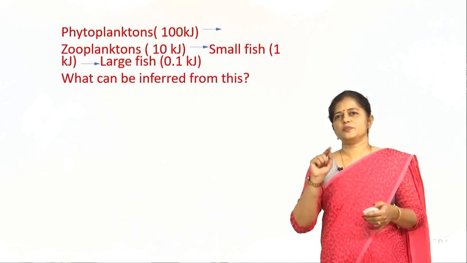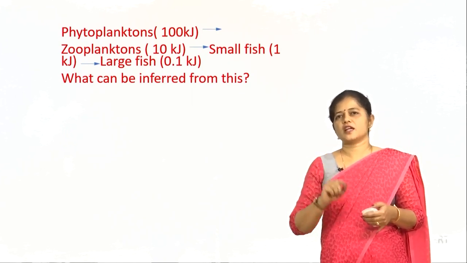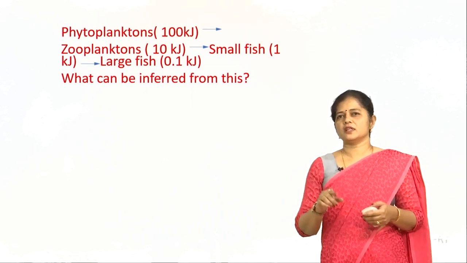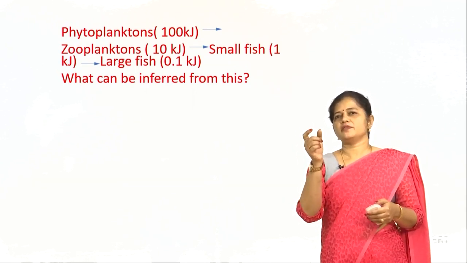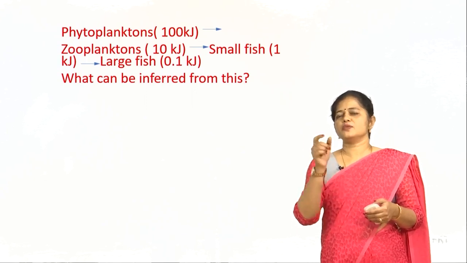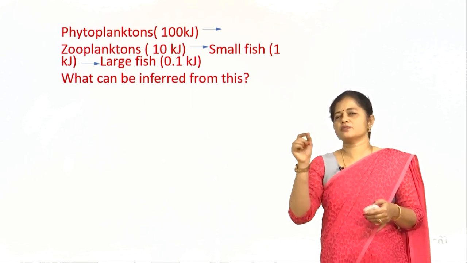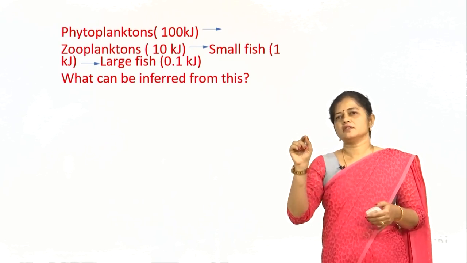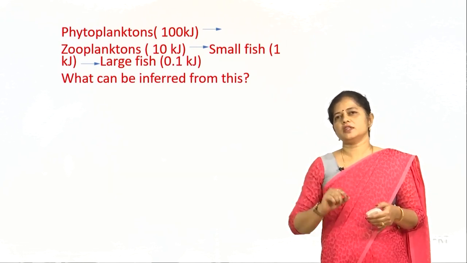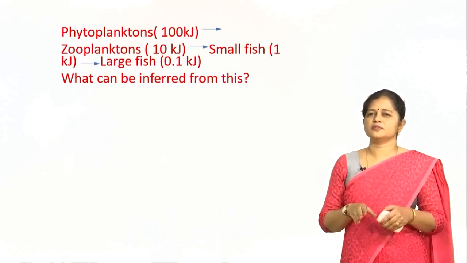Phytoplanktons, zooplanktons, small fish and large fish. This is a food chain. So there is something given. The phytoplanktons have 100 kilojoules of energy, the zooplanktons have 10 kilojoules, the small fish have 1 kilojoule, and the large fish 0.1 kilojoule. So now what can you infer from this question?